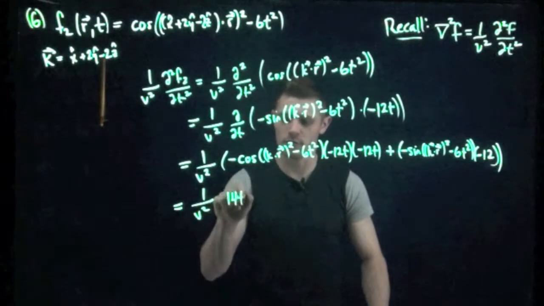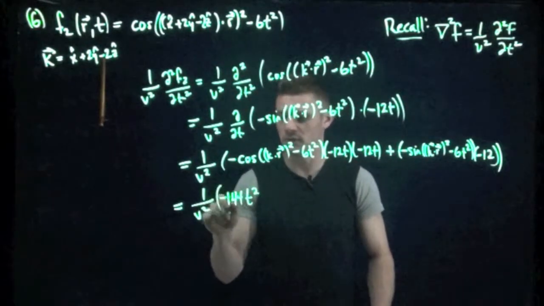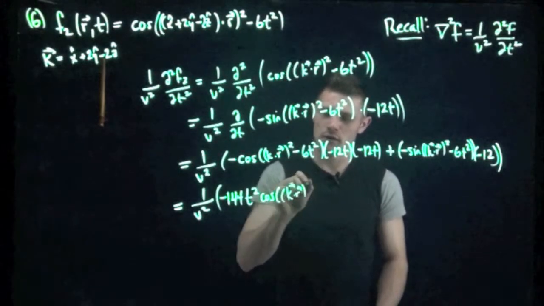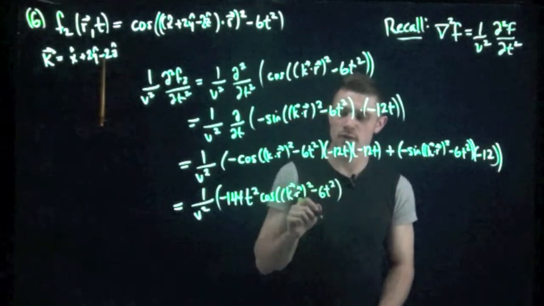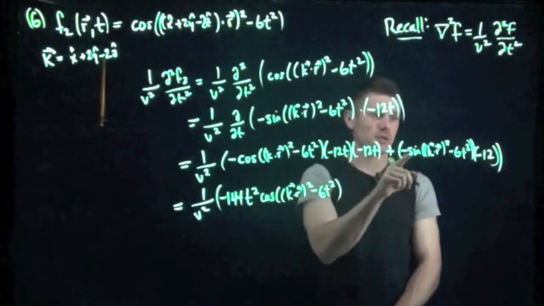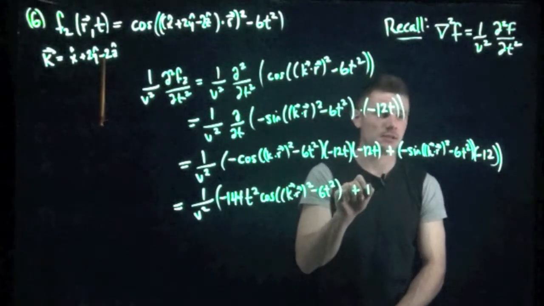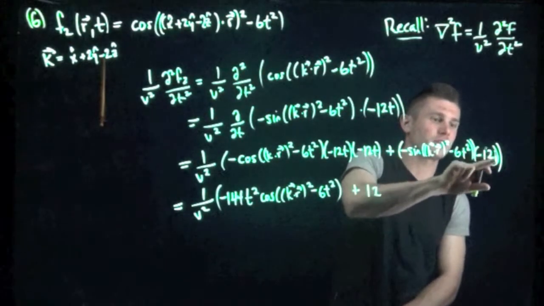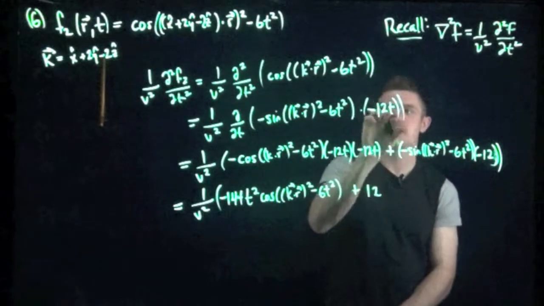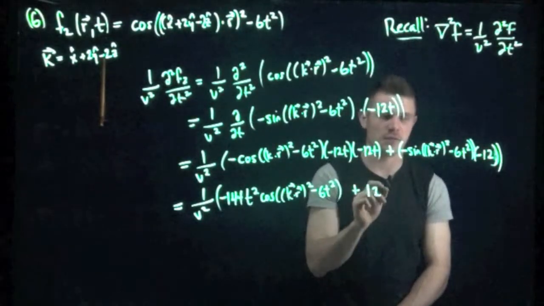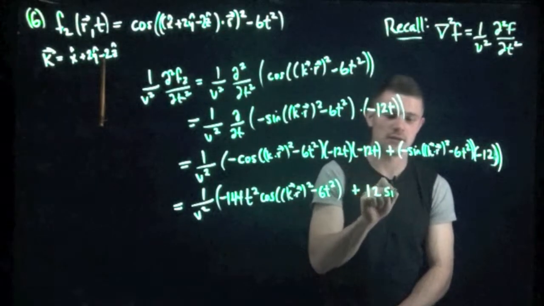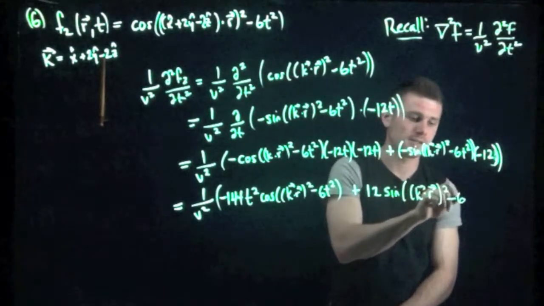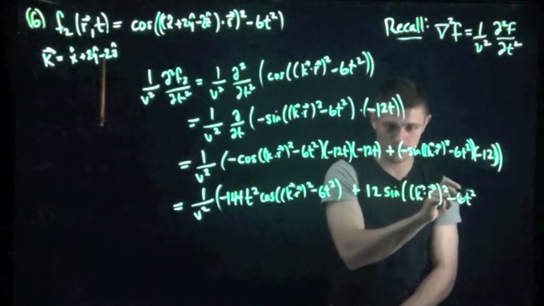So we have 144t squared with a negative sign, cosine of k dot r squared, minus 6t squared. And then this negative and negative cancel, so we get plus 12. Sorry, I forgot a t in my derivative. Sorry, no, never mind, that was because of the product rule. Again, when I took this derivative, I got rid of the t, so that should be just a negative 12. Negative and negative cancel, and we get sine of k dotted with r squared minus 6t squared.